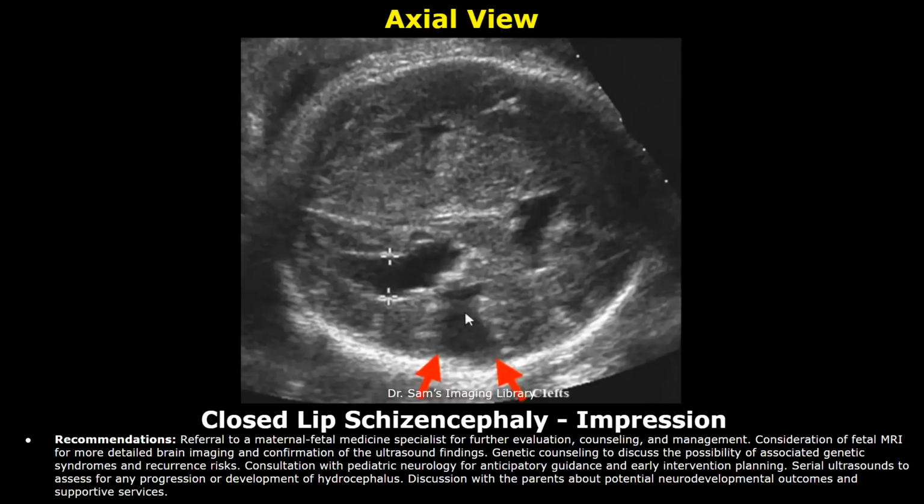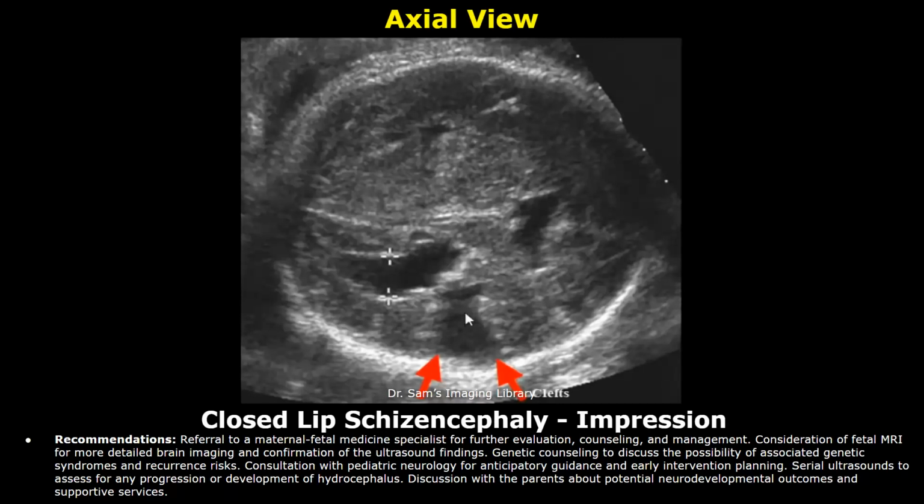You can also write these statements in a section called Recommendations. Referral to a maternal fetal medicine specialist for further evaluation, counseling and management. Consideration of fetal MRI for more detailed brain imaging and confirmation of the ultrasound findings. Genetic counseling to discuss the possibility of associated genetic syndromes and recurrence risks.